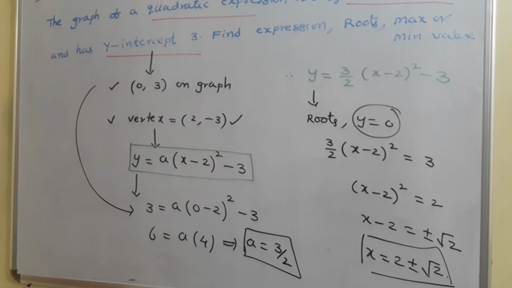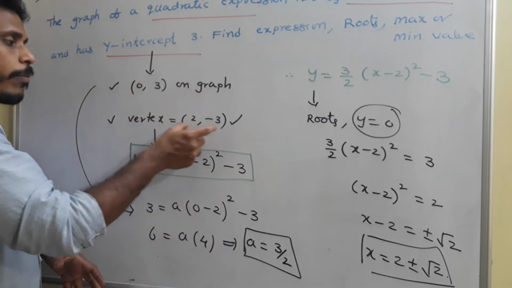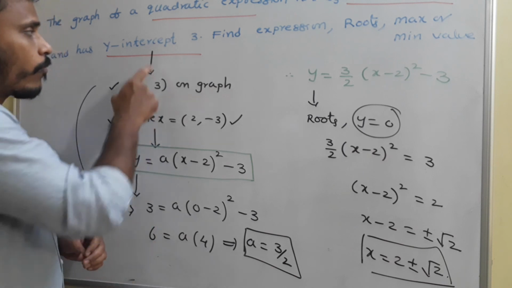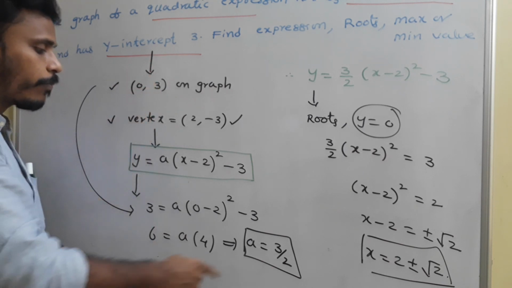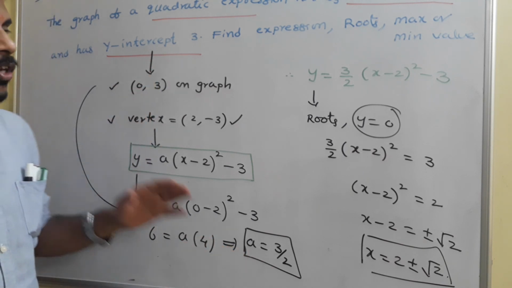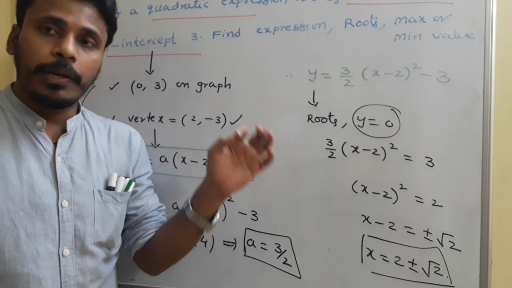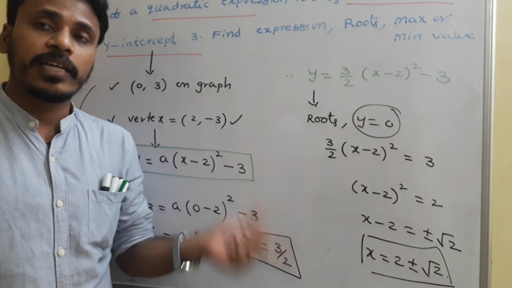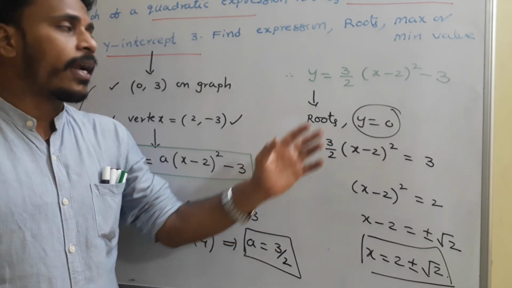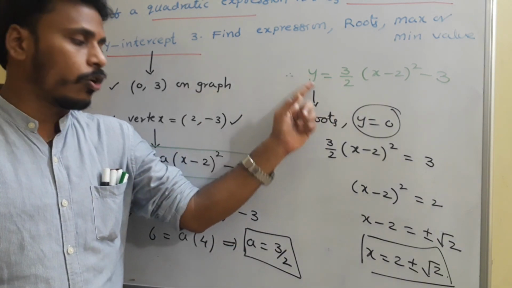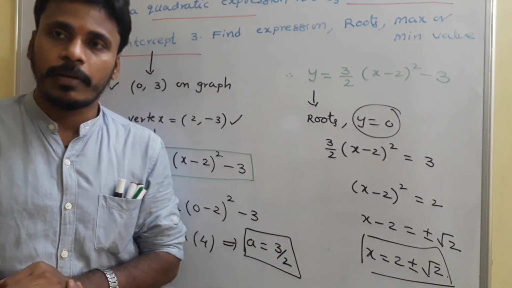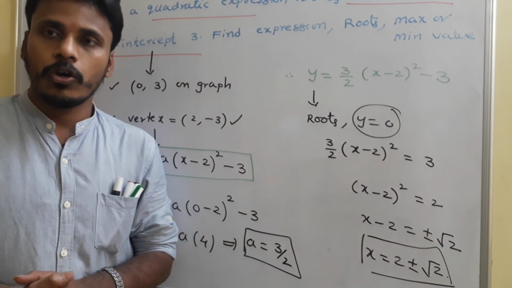Okay, so for the problem, the vertex is given and the y-intercept is given. From the vertex, this is the vertex form. From the y-intercept, this is the point on the graph. From there, a is equal to 3 by 2. Since 3 by 2 is positive, it has a minimum value at 2 comma minus 3. The minimum value is minus 3 and it is at x is equal to 2. And at the end, to find the roots, equalize y to 0. From there, you will get x as 2 plus or minus root 2. They are the roots. Okay, have a look.